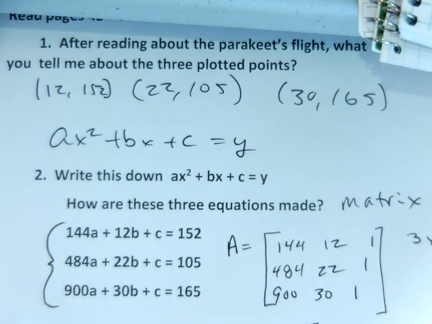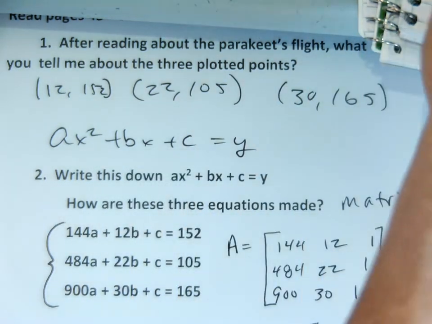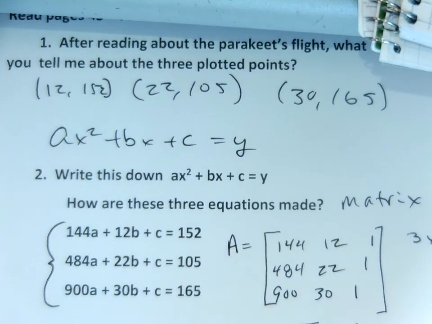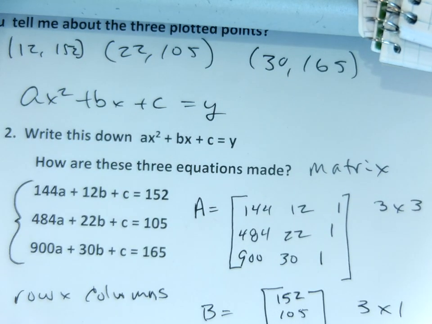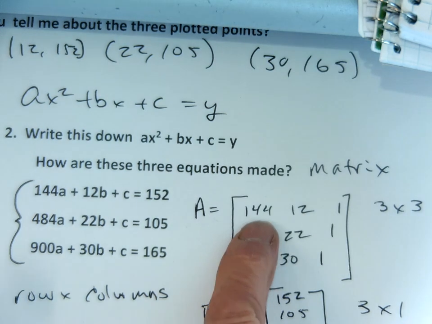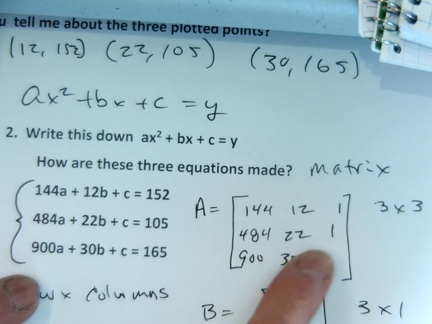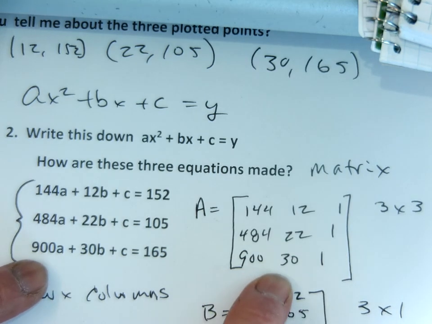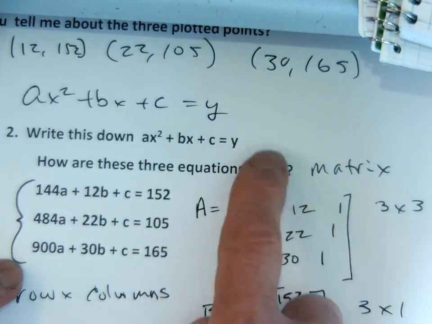Okay, then what we need to do, if we're going to use our calculator, is put the numbers in our calculator. But our numbers have to be held by these things called matrices. And all a matrix is, is a box. It's a box that holds numbers. So I'll put in my 144, my 12, my 1, my 484, my 22, my 1, my 900, my 30, my 1. Okay? That's a 3 by 3 matrix. It's got 3 rows, 3 columns.